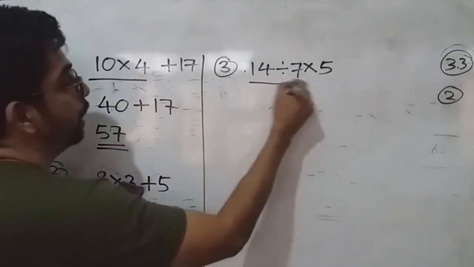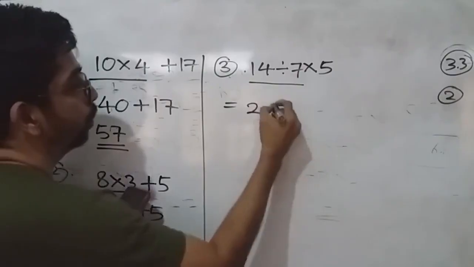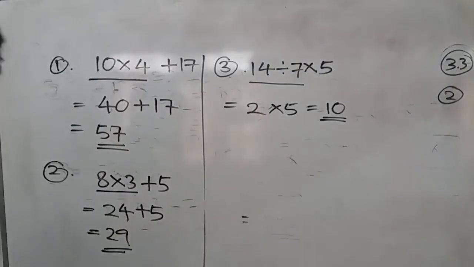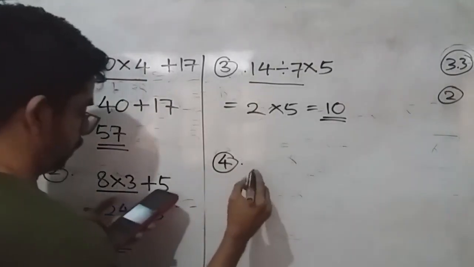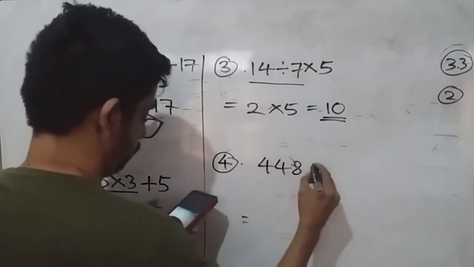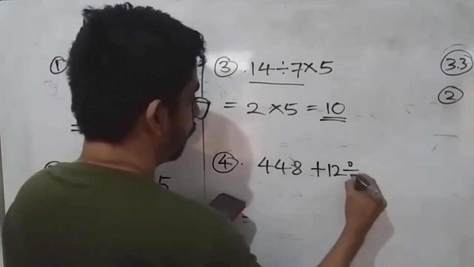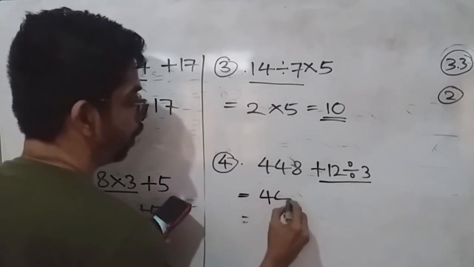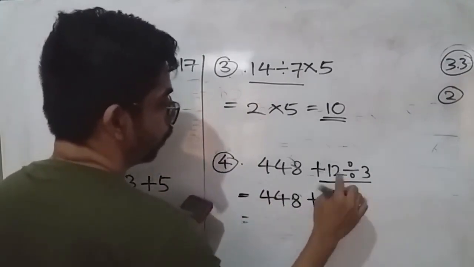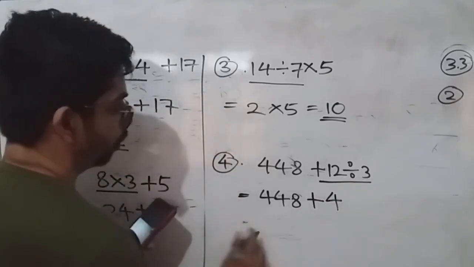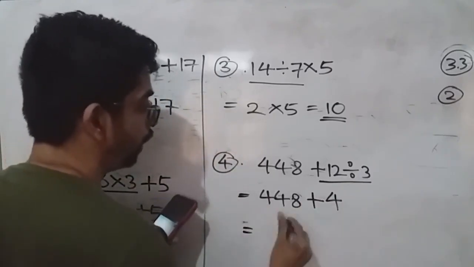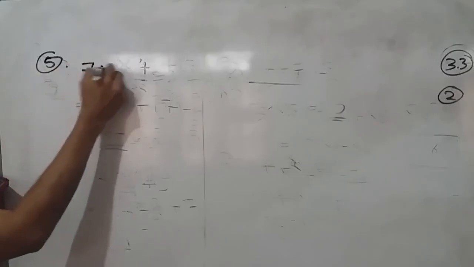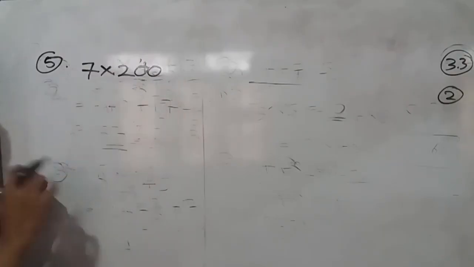Right. So 14 divided by 7 that is 2. 2 times 5 that is what? 10. Right. Okay. The fourth part, 448. We have to add a 12 divided by 3. So here we have to do the division part first. So equals 448 plus 12 divided by 3, that becomes 4, right? So 448, add 4 to that, that becomes 452.